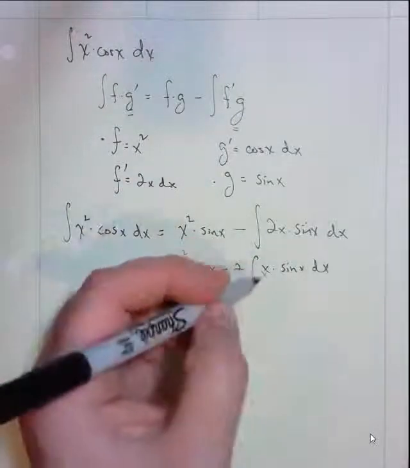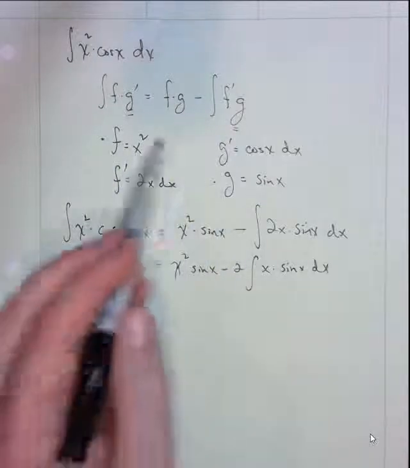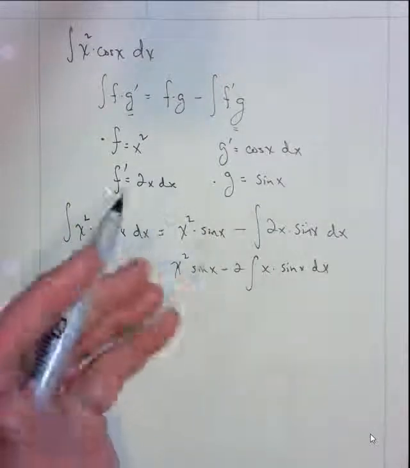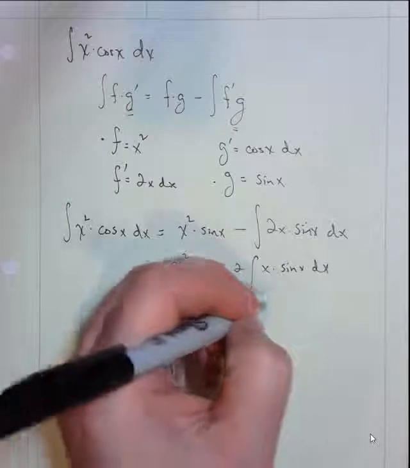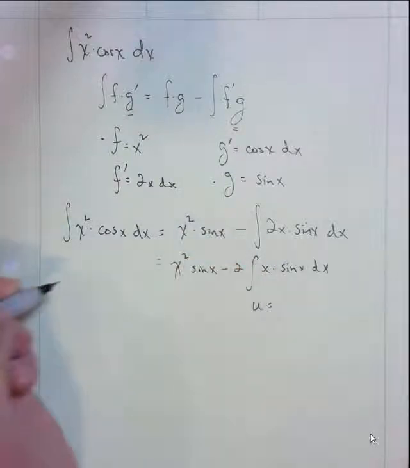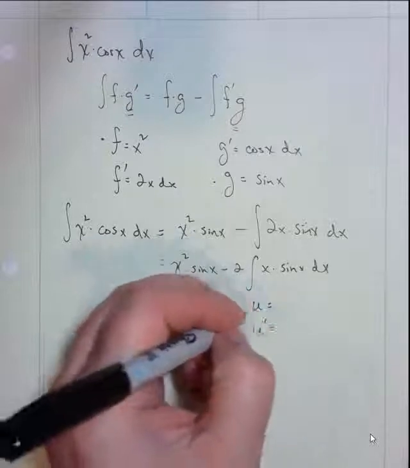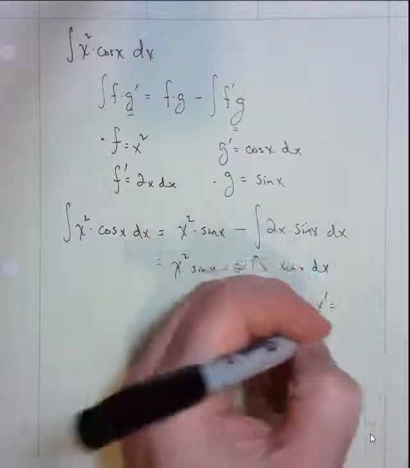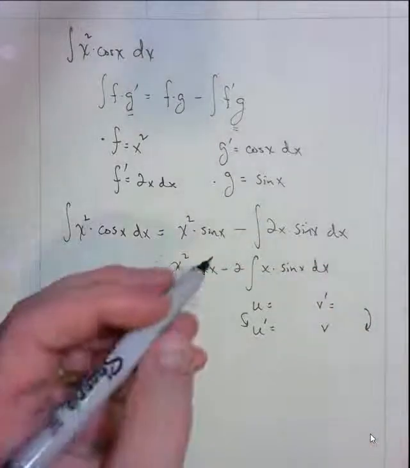I'm going to try some different letters here to emphasize that, since f and g have already been used, I don't want to reassign them, and to emphasize that the notation doesn't matter. All we need to know is that we're going to pick one part of this integral to be something that's going to be exchanged for its derivative, and that leaves the other part to be exchanged for its antiderivative.